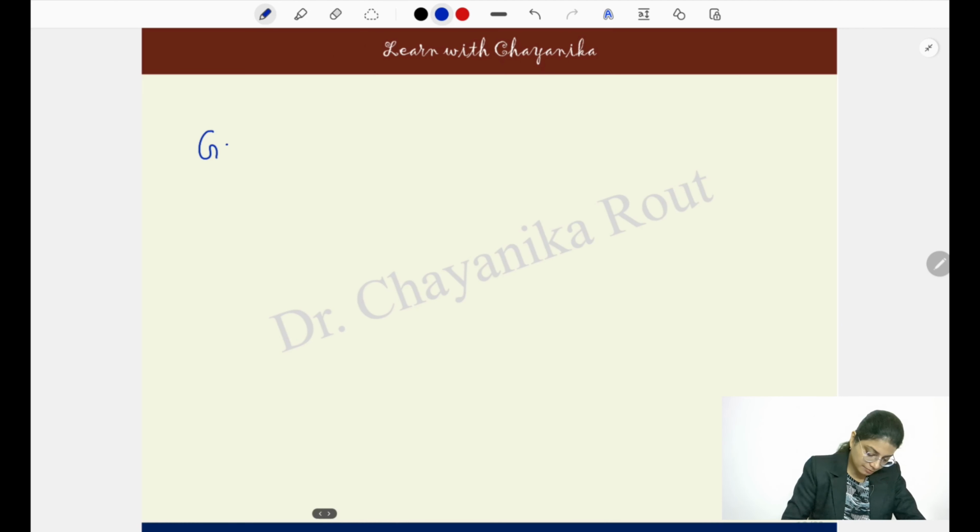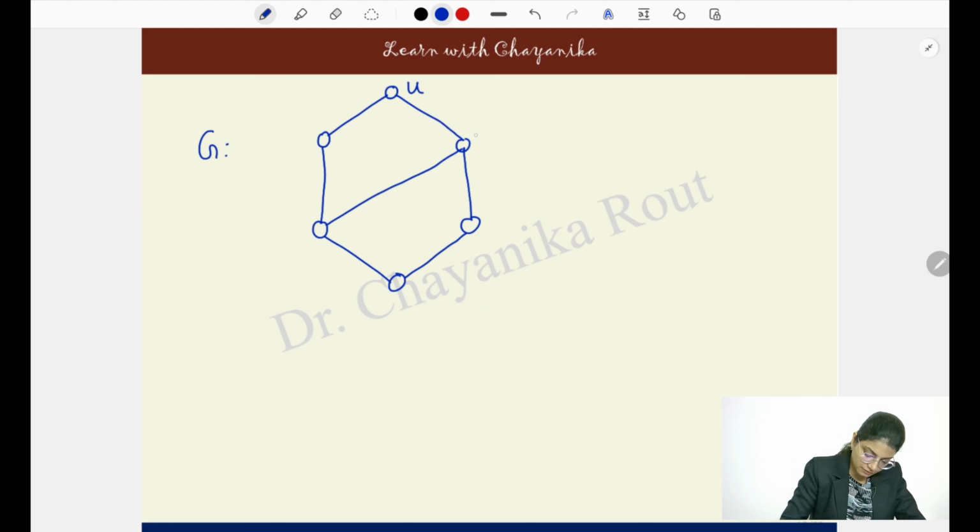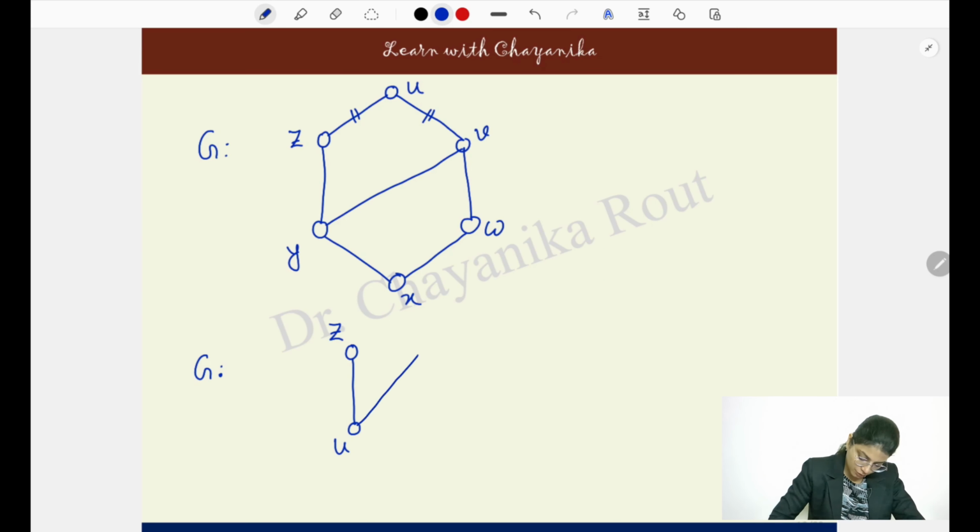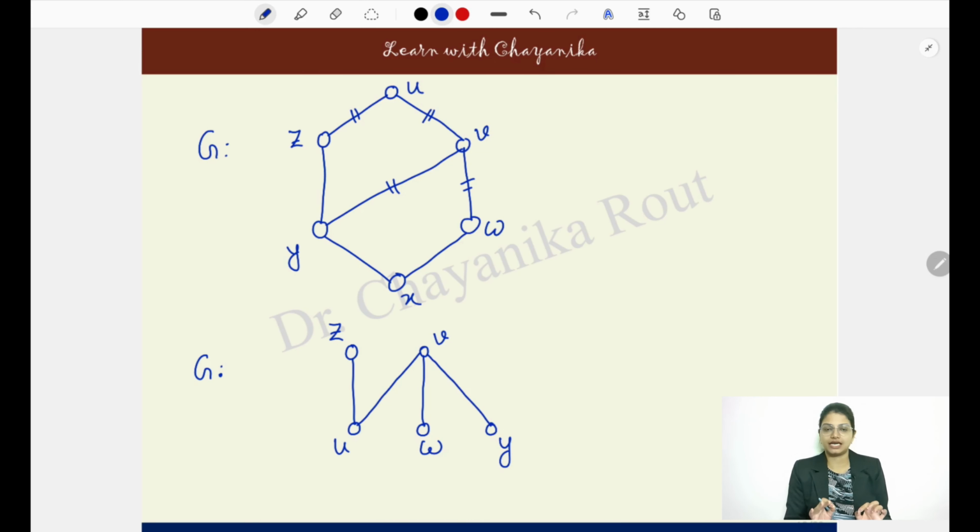Let's see another example. Suppose this is our graph G with the vertices labeled as U, V, W, X, Y, Z. So to check if it is bipartite, we will start redrawing the graph. Start with a vertex, suppose Z. Now from Z there is an edge ZU, so U should be on the other level. From U we have UV, so V should be on the other level than U. Then from V we have VW, so V is here, W should be here. From V again we have VY, so V is here, Y should be here. For every edge that property has to be maintained.